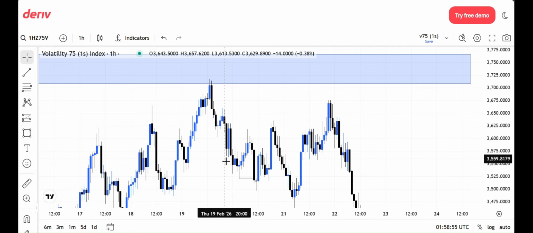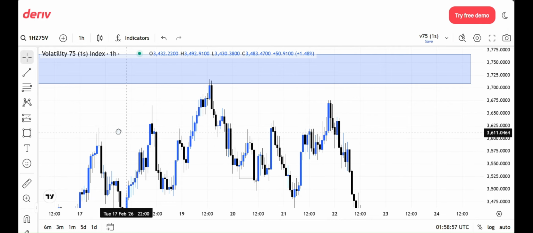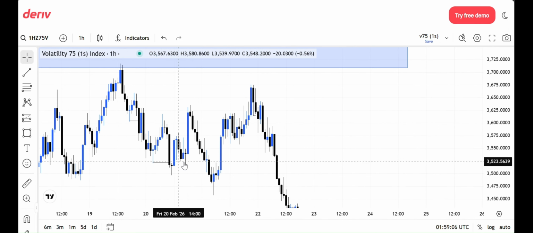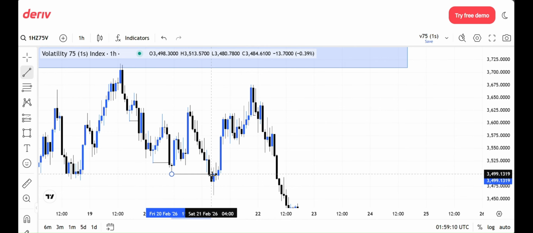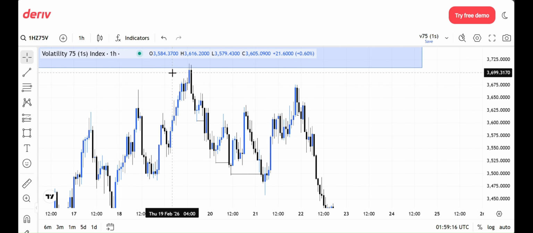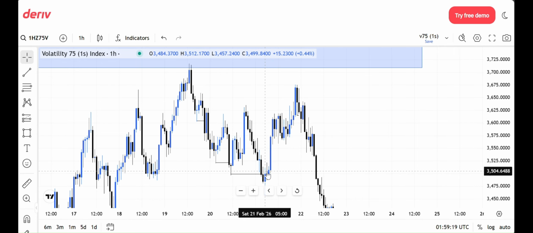And not just that, there was a break of structure here as well. There was also another break. So we have several breaks of structure. There was a break of structure here, here, and then there's also another break of structure here. But what we are going to be looking at most importantly is the zone that caused this break of structure, the major zone that caused this momentum.